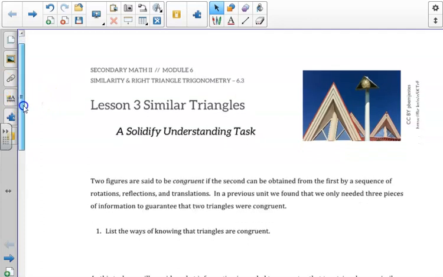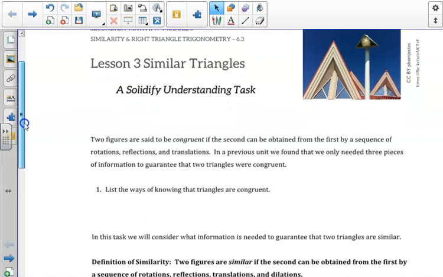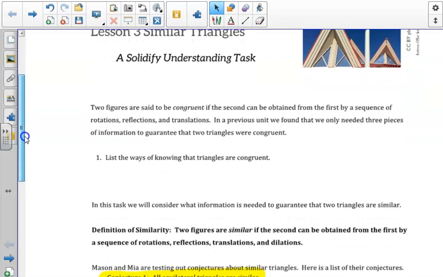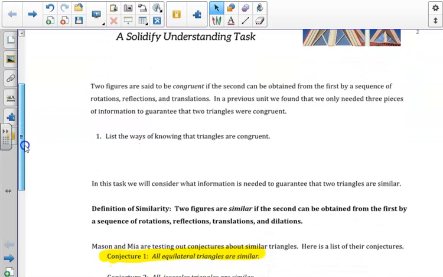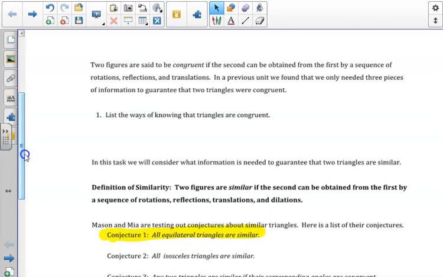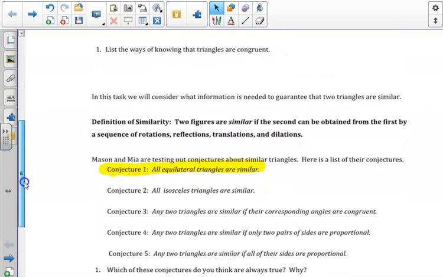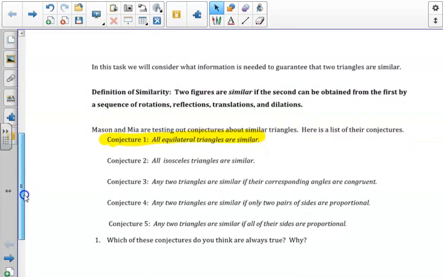We are going to start with problem 2 of this lesson. While for polygons in general, we need to know all corresponding sides are congruent and all corresponding pairs of sides are proportional before we can say they are similar, it actually turns out we can tell triangles are similar with a lot less information. In the first part of this lesson, we are given the definition again of similarity.